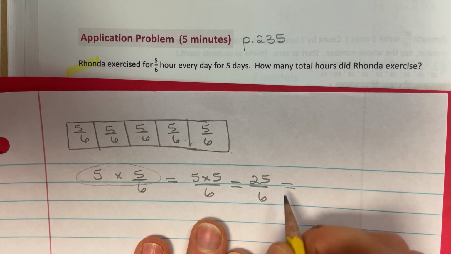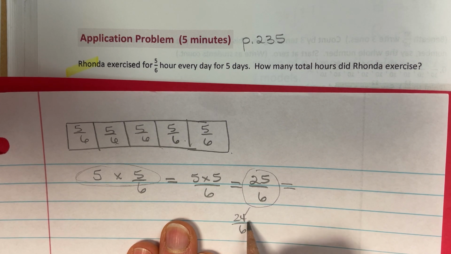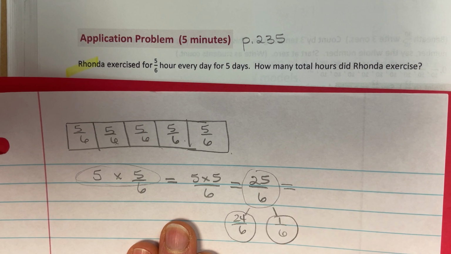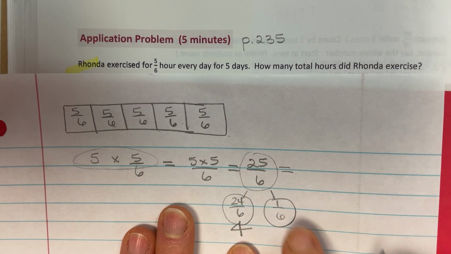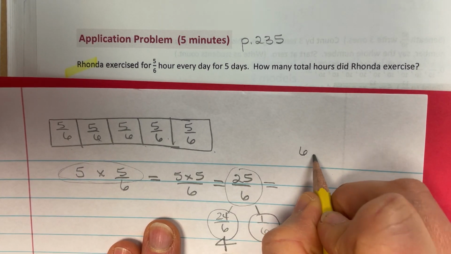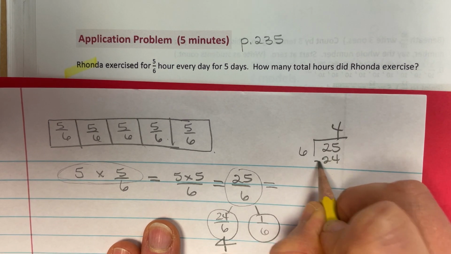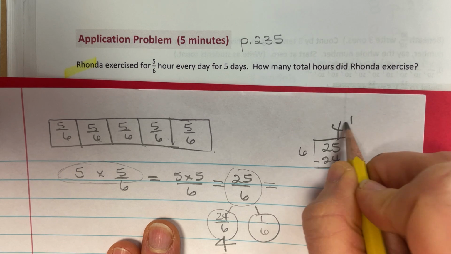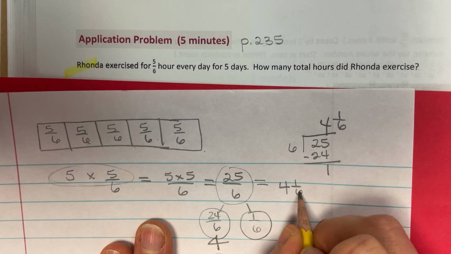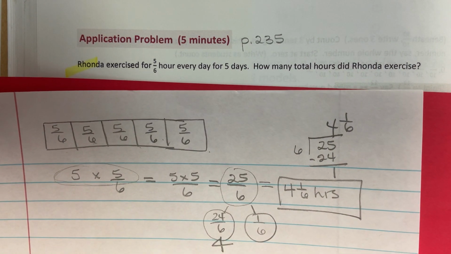Okay, so 2 ways to think about it. You can think number bonds and think, okay, I know 24 divided by 6 is 4 whole, and I would have 1/6 left. Or you can think, okay, 6 divides into 25 4 times, because that's 24. But I'd have 1/6 left over. Either way you think about it, the answer would be 4 1/6 hours of exercise. Okay, that would be your answer.